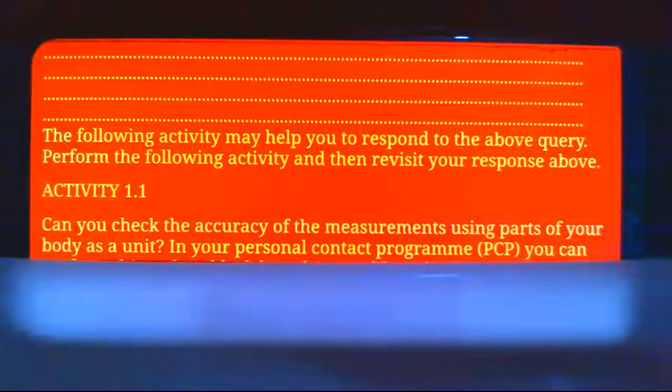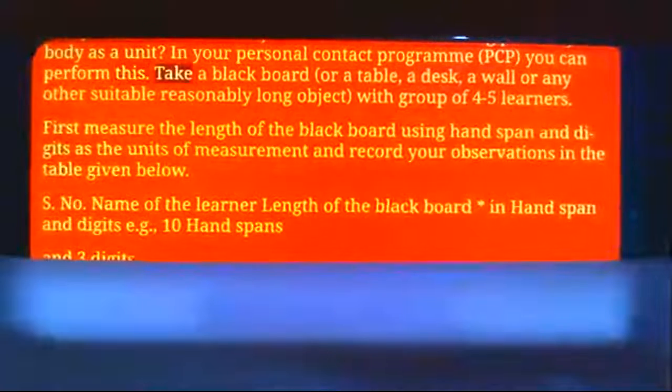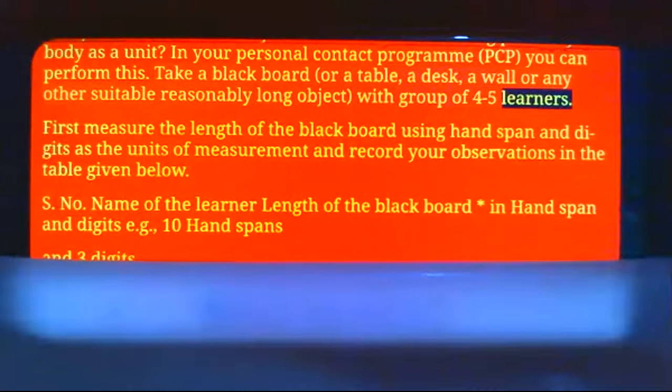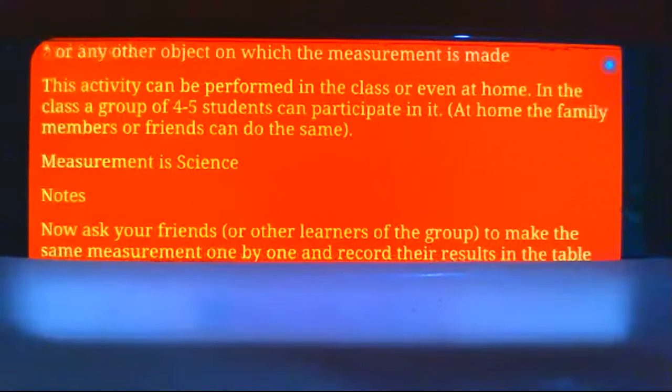Activity 1.1. Can you check the accuracy of measurements using parts of your body as a unit? Take a blackboard, a table, a desk, a wall, or any other suitably long object with a group of 4 to 5 learners. First, measure the length of the blackboard using hand span and digits as the units of measurement and record your observations in the table given below, for example, 10 hand spans and 3 digits.